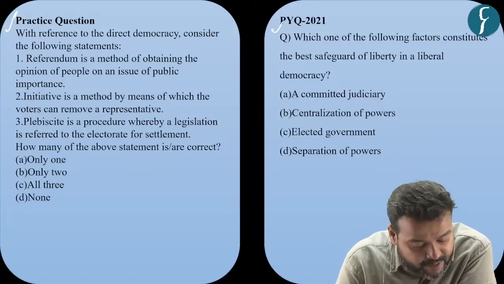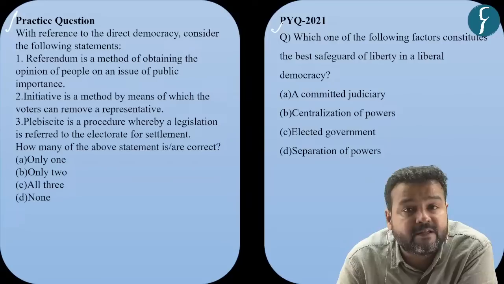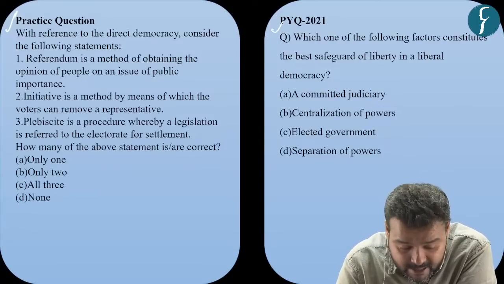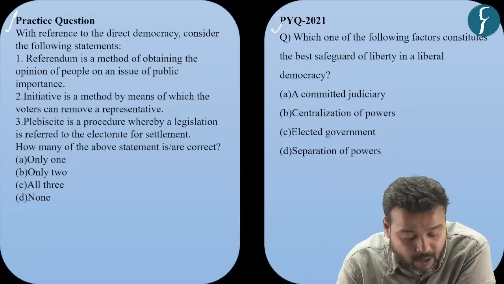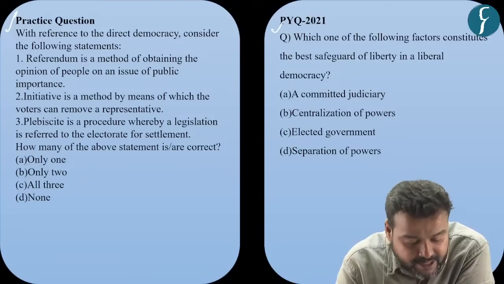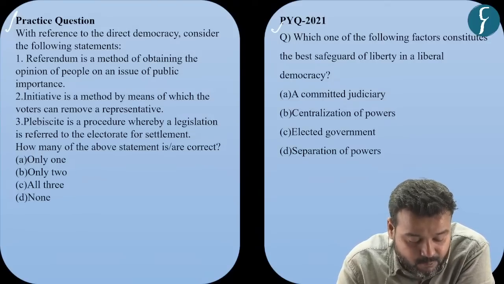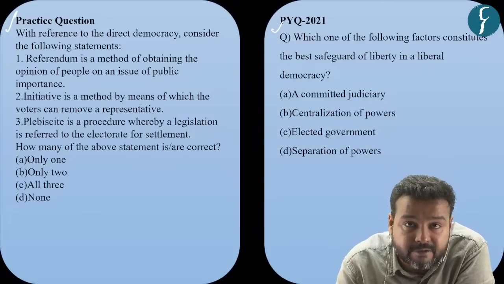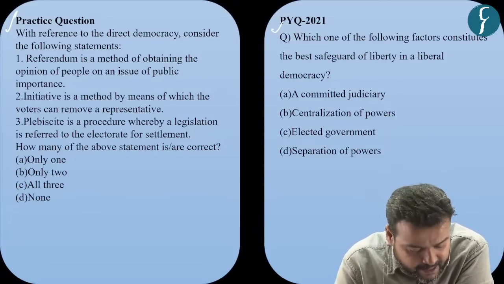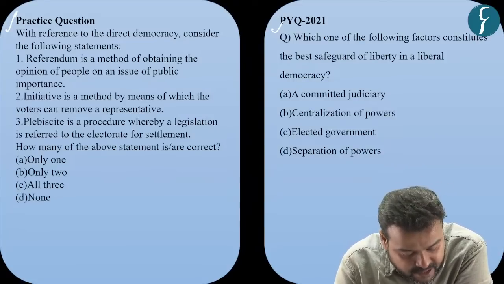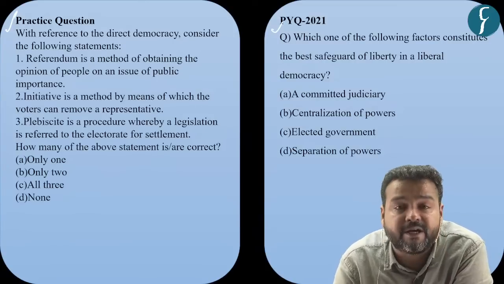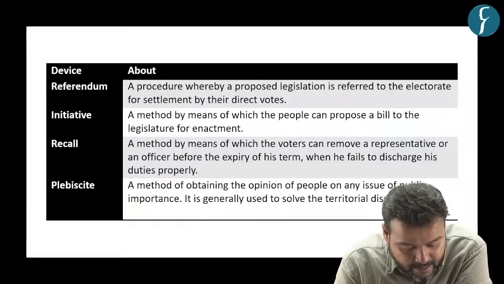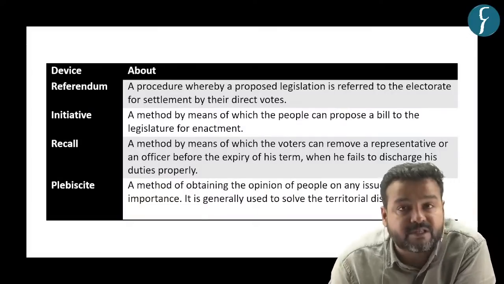Question says, with reference to the direct democracy, consider the following statements. Statement 1 says, referendum is a method of obtaining the opinion of people on an issue of public importance. Statement 2 says, initiative is a method by means of which the voters can remove a representative. Third statement says, plebiscite is a procedure whereby a legislation is referred to the electorate for settlement. Now try to answer this question through this discussion.